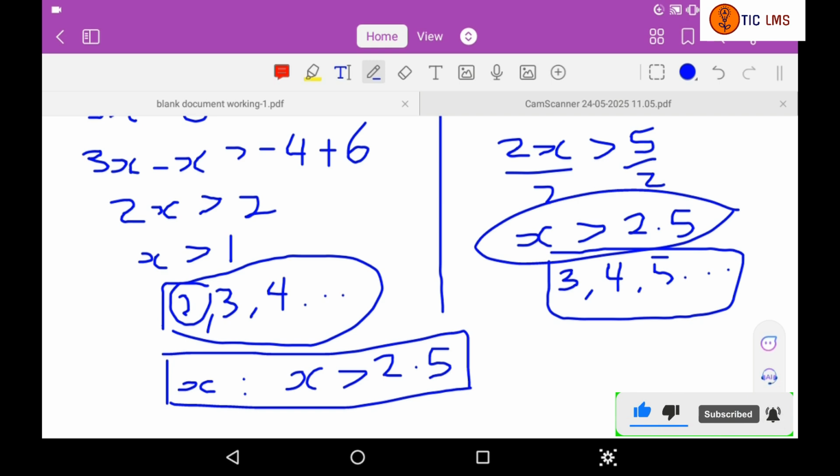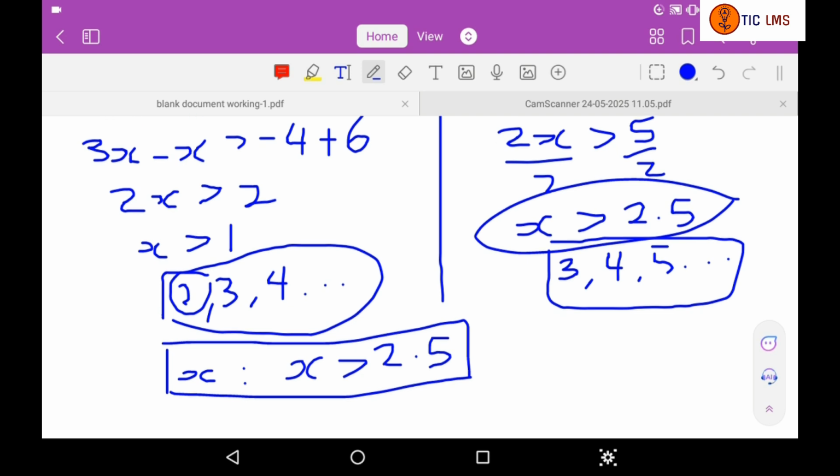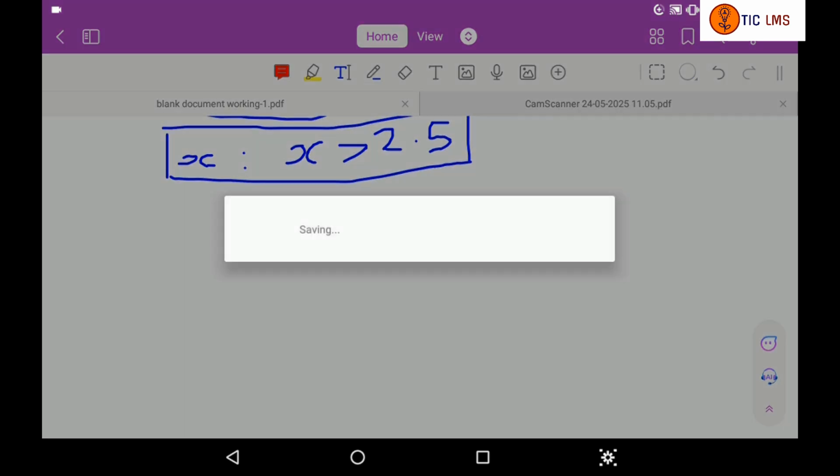So I'm sure you may be asking, why can't you then write x is greater than 3? No, it won't be that, because if you say it's greater than 3, that means that 3 is going to be out of it. So we're going to start from x is greater than 2.5. I hope you get this. Okay, so let's move on to the second one.